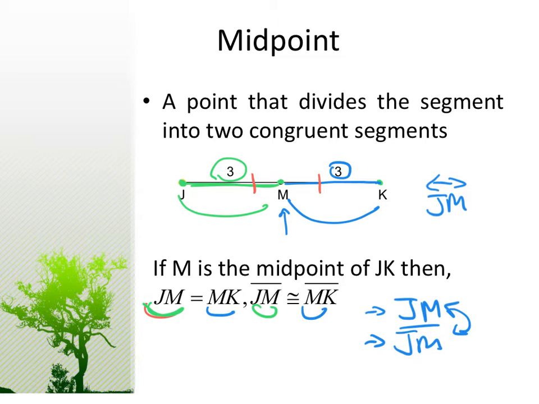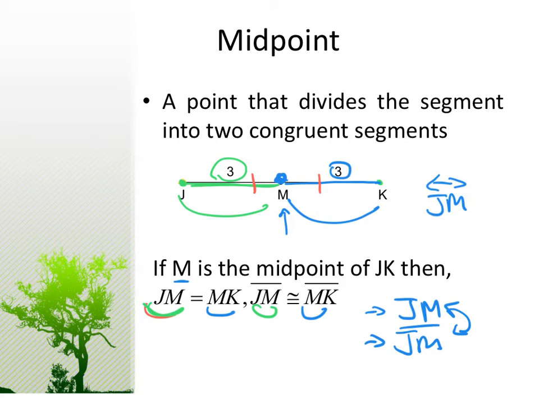So as soon as you are told that M is a midpoint of a segment, then you know that that midpoint here splits each of the sides into two congruent or two equal pieces. Everybody good?